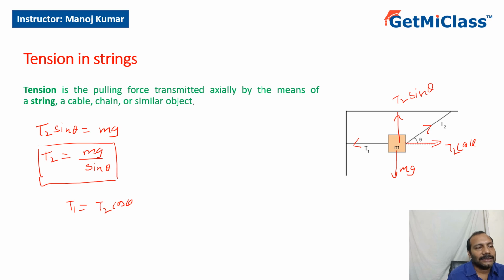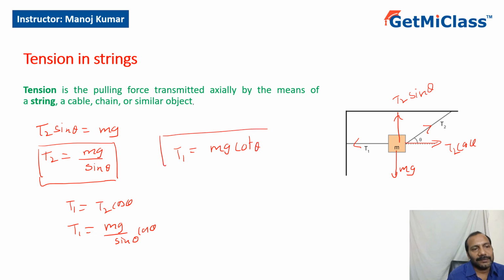Now what is T2? T2 is mg by sine theta, into cos theta. So from this, what will I get? T1 equal to mg cot theta. So in this way, I can find both T1 and T2.